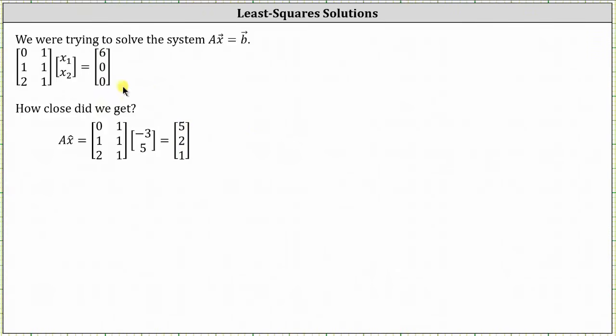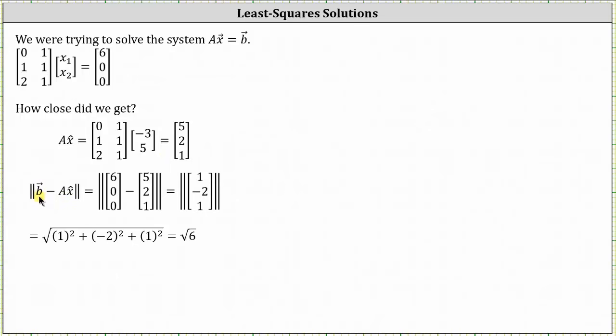So the next question might be, how close is the vector 5, 2, 1 to the vector 6, 0, 0? We can determine this by determining the magnitude of the difference of vector b and the vector resulting from matrix A times vector x hat, which is the vector 5, 2, 1, which gives us the magnitude of the difference of the vector 6, 0, 0 and the vector 5, 2, 1, which results in the square root of 6. This indicates that the vector 5, 2, 1 is square root 6 units from the vector 6, 0, 0.